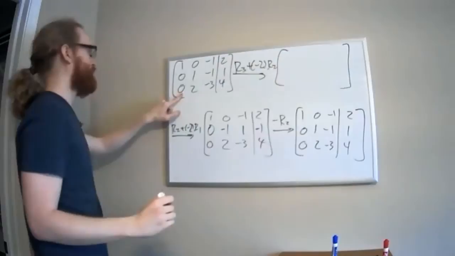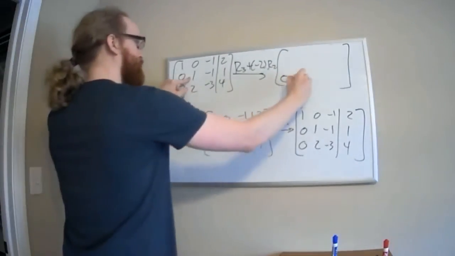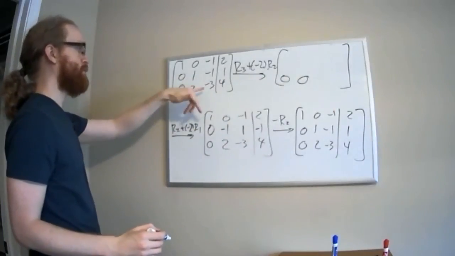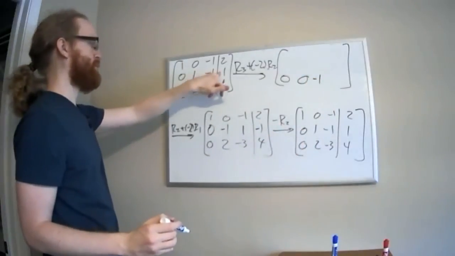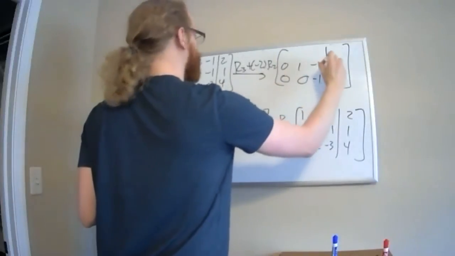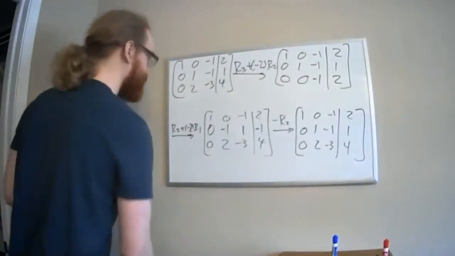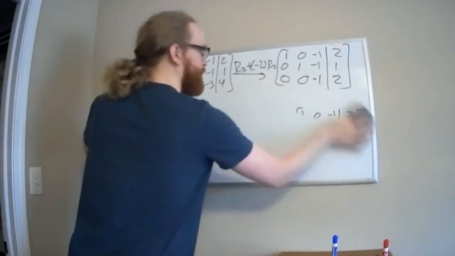So what happens? 0 plus 0 is 0. 2 plus -2 will be 0. -2 times -1 is +2. -3 plus +2 is -1. And 4 plus -2 will be 2. I'm not changing anything else. So there's my new matrix. We're almost done.